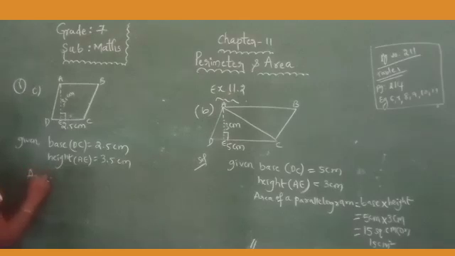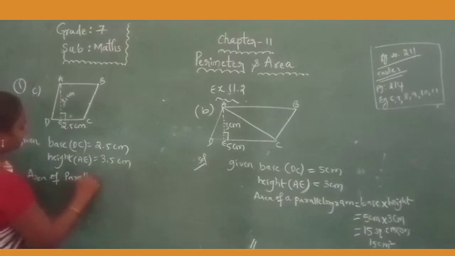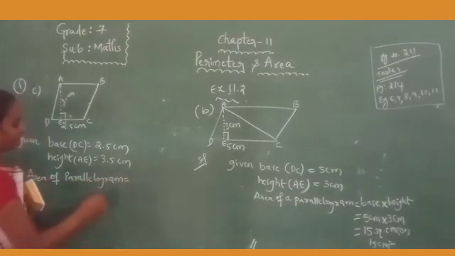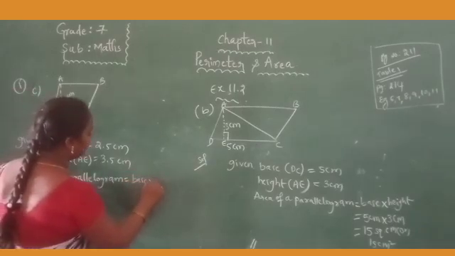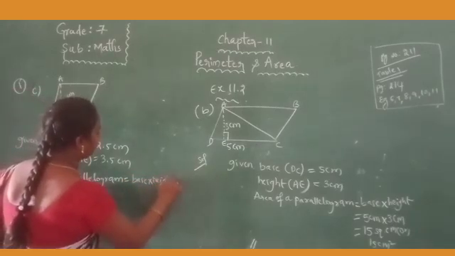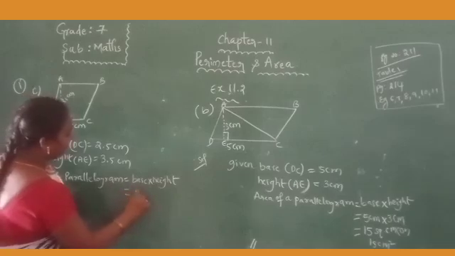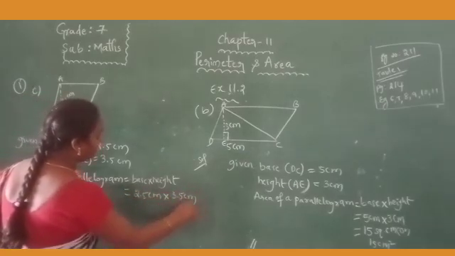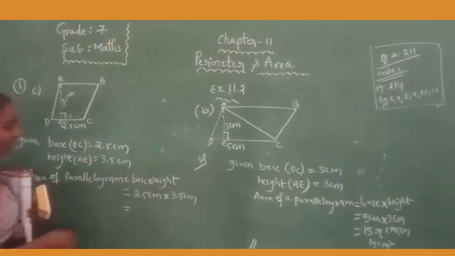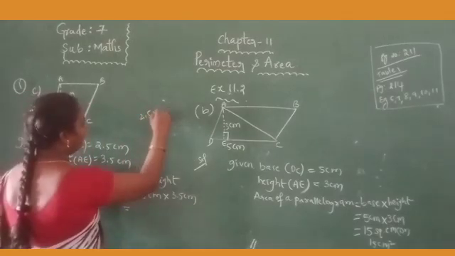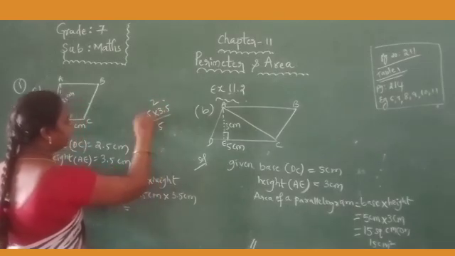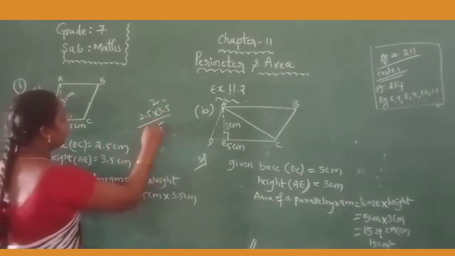Now, area of parallelogram. Area of parallelogram is base into height. Base is 2.5 centimeters and height is 3.5 centimeters. Now multiply 2.5 into 3.5. 5 5s 25, 5 2s 10 plus 2 is 12.